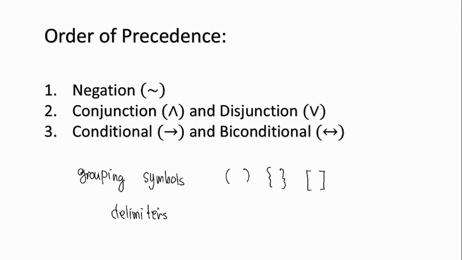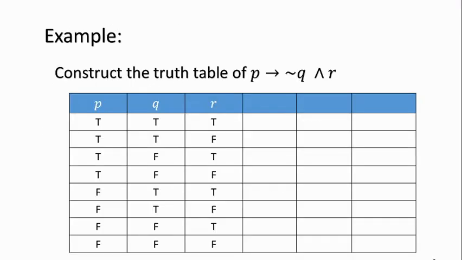Of course, it goes without saying that negation should be done first. Next are the conjunction and disjunction, and lastly we do the conditional and biconditional. Which means that if we apply the order of precedence, the conjunction will have to be done first before we do the conditional, which means that in the columns we need the not Q and then combine not Q and R before we can do the P, conditional, not Q and R.